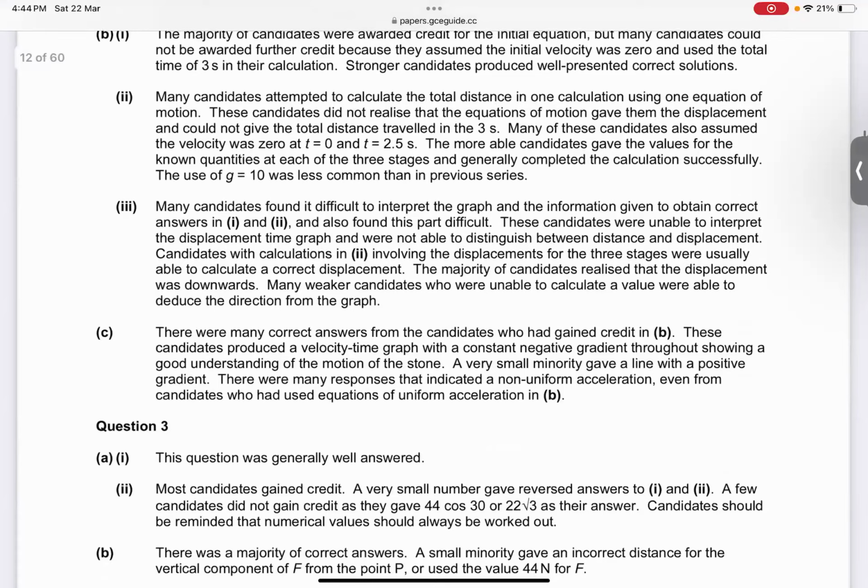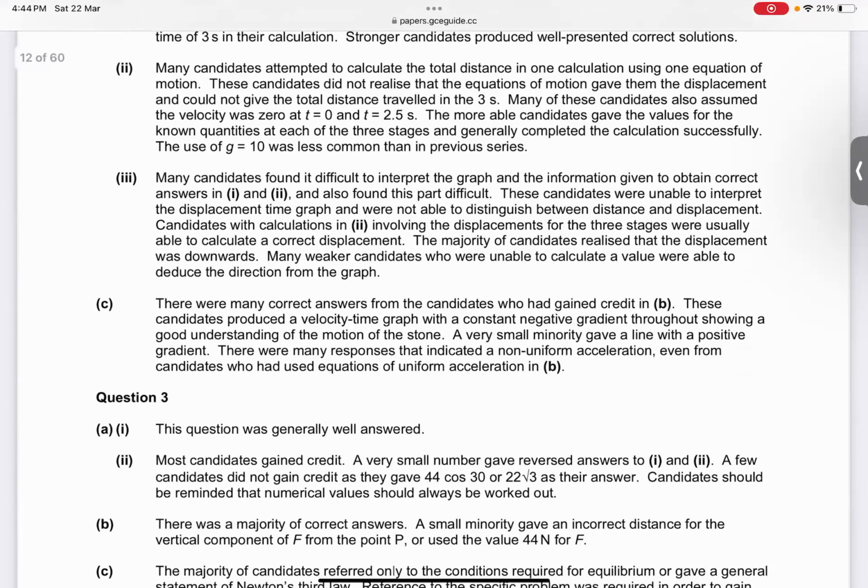Okay, let's look at this one as well, in this we found the displacement. Many candidates found it difficult to interpret the graph and information given to obtain the correct answer, and also found this part difficult. These candidates were unable to interpret the displacement time graph and were not able to distinguish between the distance and the displacement. Candidates for calculation in part B involving the displacement for the three stages were usually able to calculate the correct displacement. The majority of the candidates realized the displacement was downward. Many weaker candidates who were able to calculate.